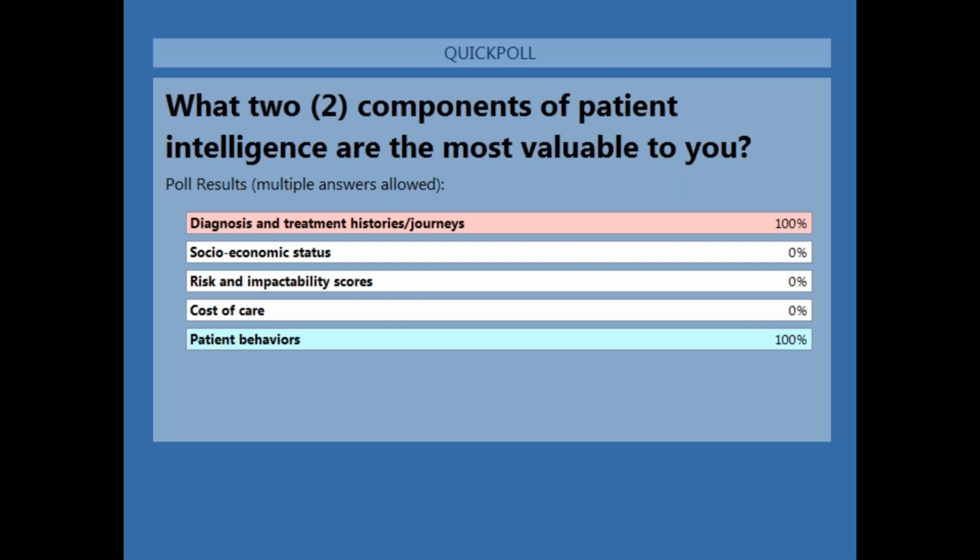This is John. I'd say I'm not surprised. I do think that socioeconomic risk and impactability and cost of care are valuable, but I also think that when you think about a patient diagnosis and treatment journey, what is part of that equation is in fact the cost of care and the risk impactability scores. It's what comes out of that.